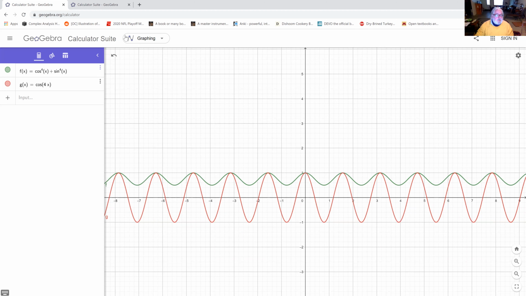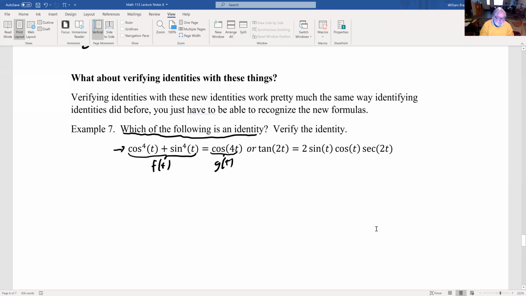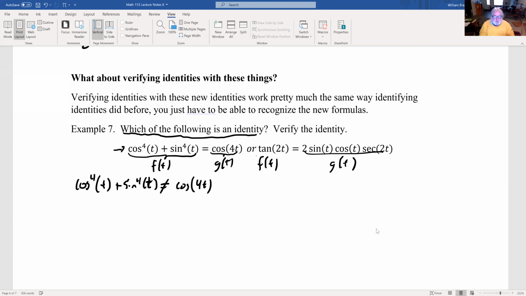So if we go back to the lecture notes, cosine 4t plus sine 4t does not equal cosine of 4t, not an identity. What about this one? Well, this is a function. This is another function. If I compare the graphs, are they the same graph or are they different graphs?